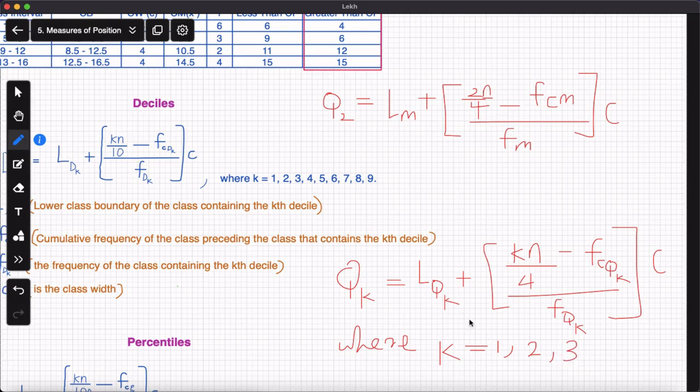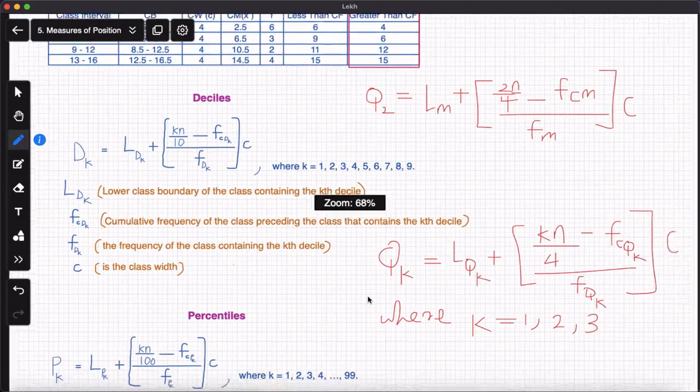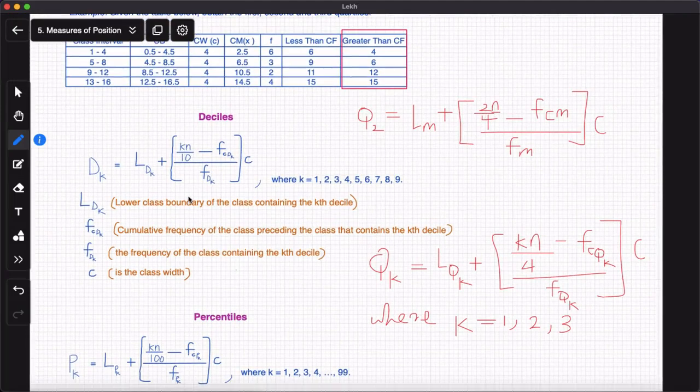So this summarizes the formulas for the quartiles: first quartile, second quartile, third quartile. All you need to do is just put 1 in the place of K. Now, if you understand that, we can use that knowledge to understand what is happening in the deciles. The deciles being 9, we have 9 of them. If K is 1, that's your first decile. If K is 2, that's your second decile. And if K is 9, that's your 9th decile.